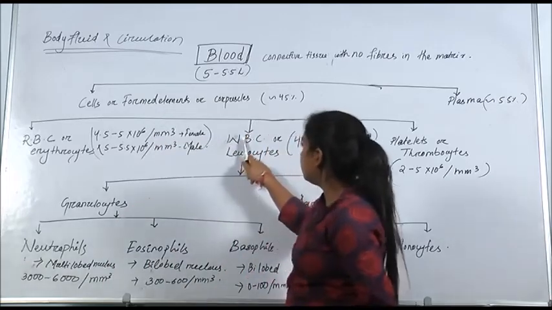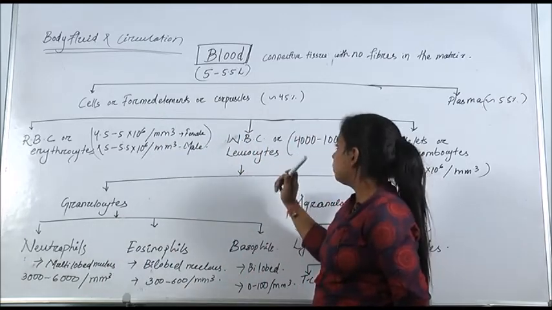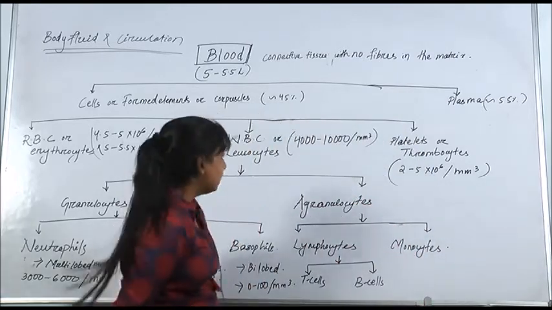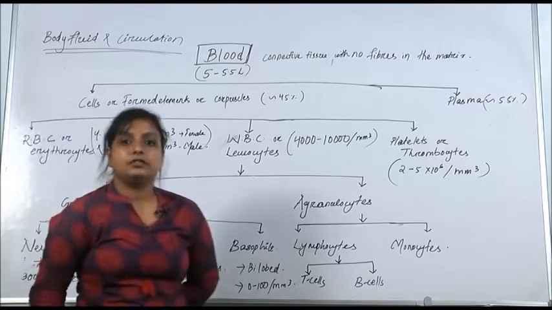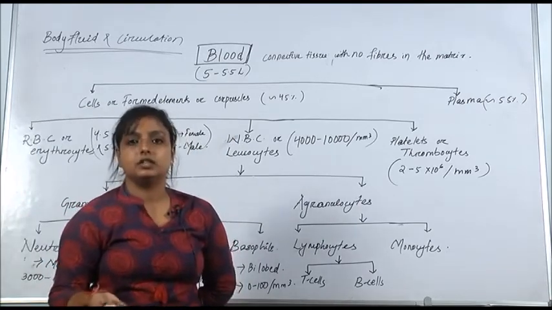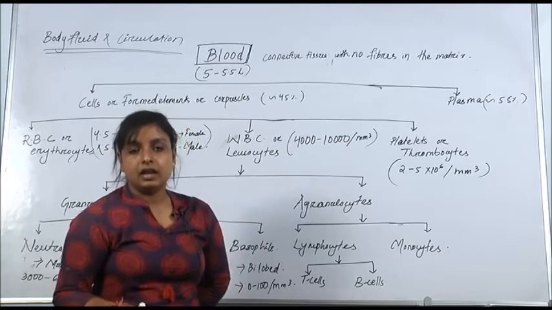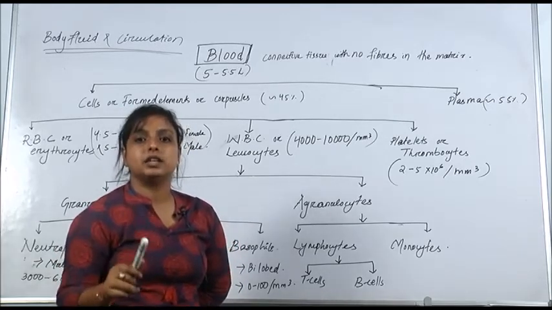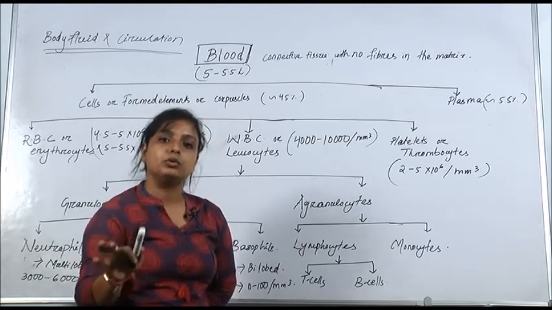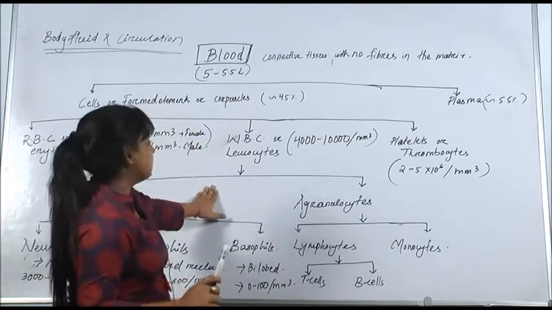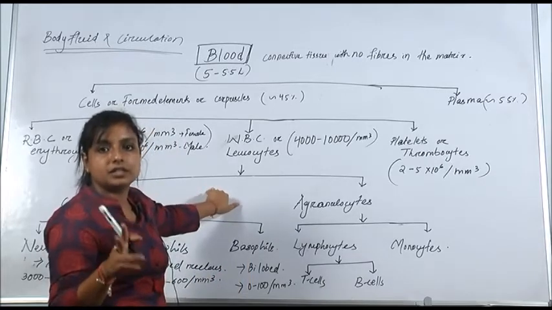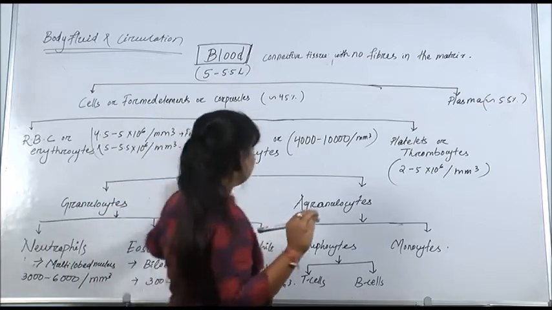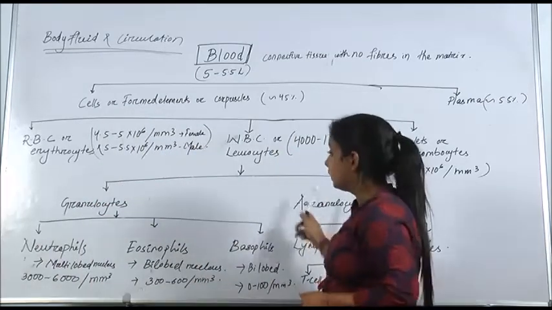Coming to the second important blood cell type, that is WBC or leukocyte, they amount for 4000 to 10,000 per mm³ of blood. If WBC number increases, that condition is known as leukocytosis, and if WBC number is decreasing, that condition is known as leukopenia. WBC is divided into two types depending on the presence of particular granules in the cytoplasm. If granule is present, they are granulocytes. If granule is absent, that is known as agranulocyte.